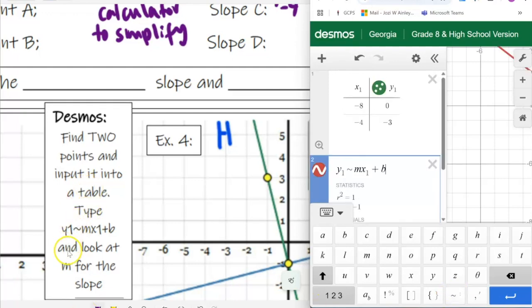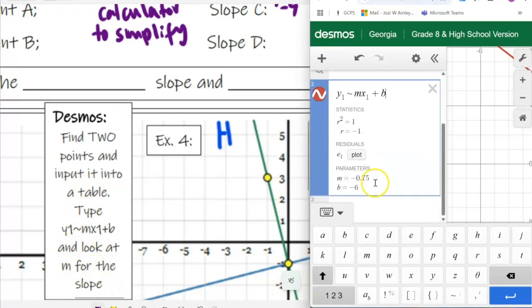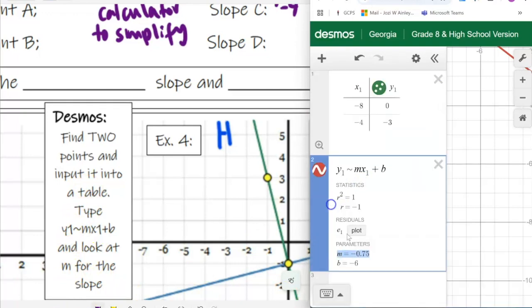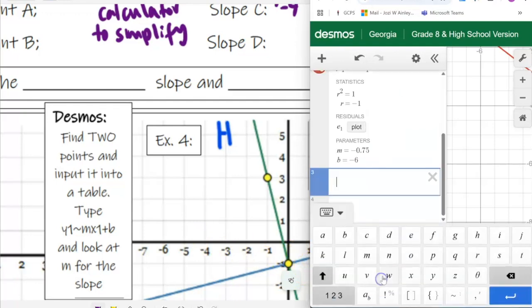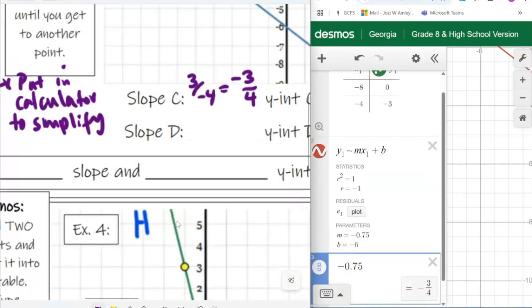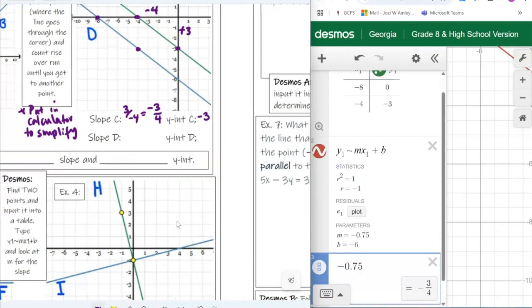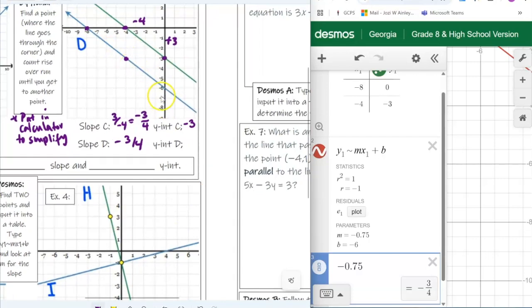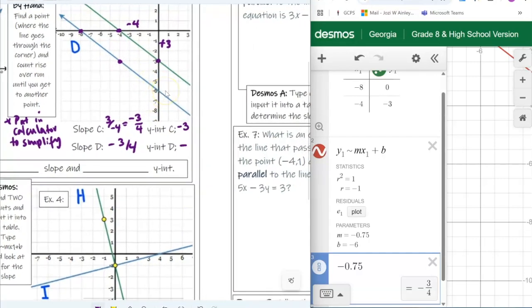All right, look at m for the slope. So now I'm looking for m. What is the slope? It is a fraction, and it is a decimal, and how do I make decimals into fractions? I type it in exactly, and then make it a fraction by clicking the fraction bar. So slope is also -3/4. And my y-intercept for D is, what is across the y-axis, I'm sorry, -6.